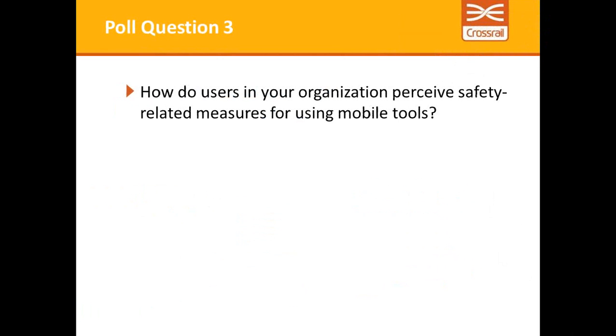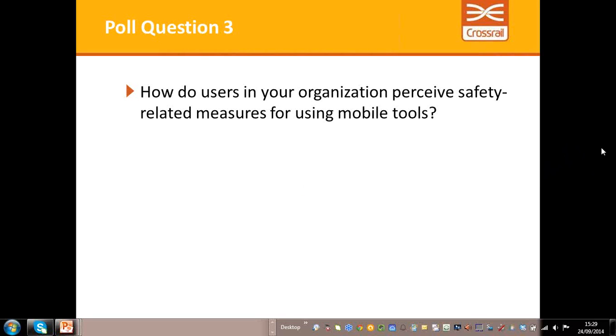So, next poll question: how do users in your organisation perceive safety-related measures for using mobile tools? The options are: safety measures fully obstruct the use of those devices; they affect the functionality; the measures do not limit functionality, they are well suited for using mobile; or another answer. So begin voting now, please.